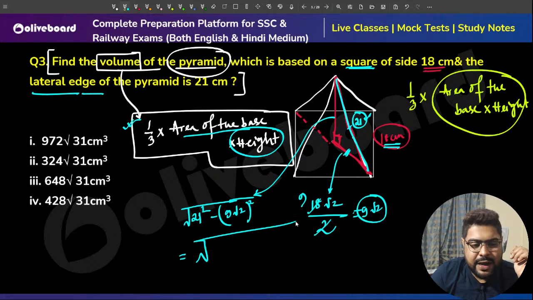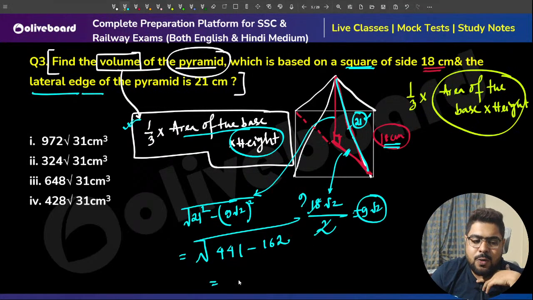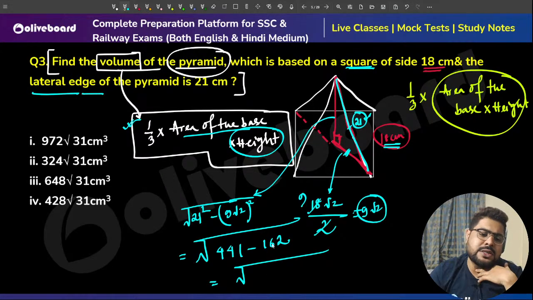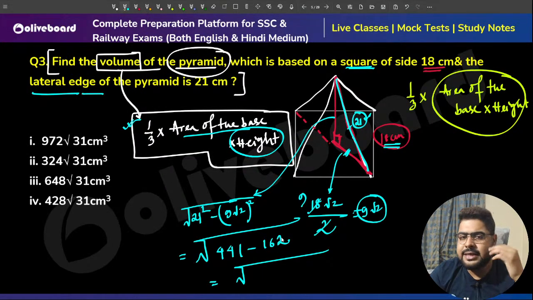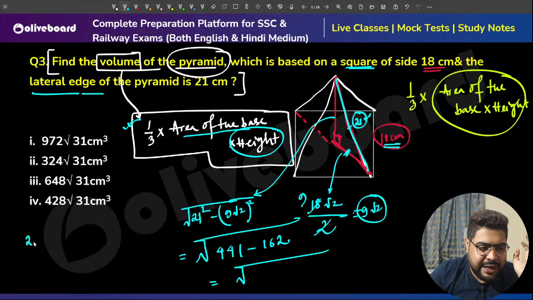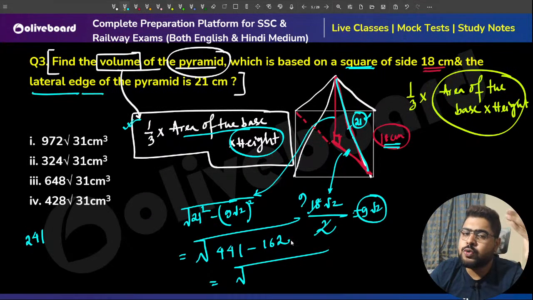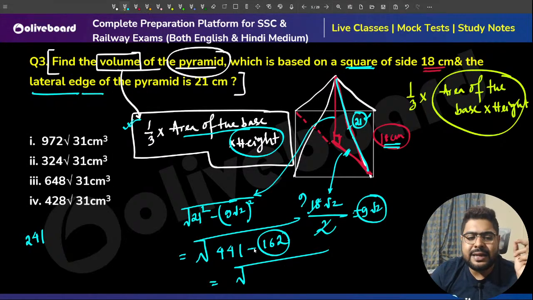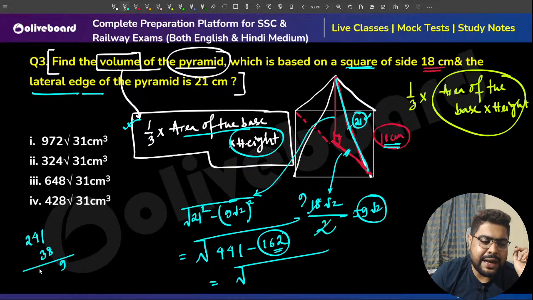So 21 square, for those who don't know, is 441, and 9 square is 81 into 2. 81 times 2 is 162. 441 minus 162 is 279.